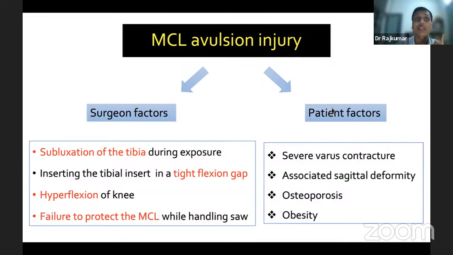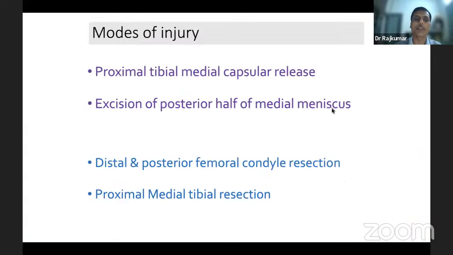Then hyperflexion of the knee in obese patients and stiff knees, when you try to hyperflex, avulsion also happens. There is also failure to protect the MCL while handling. These are all the surgeon factors. Patient factors, which I already said, are severe contracture, severe deformities, osteoporosis and obesity. So the mode of injury is also very important.